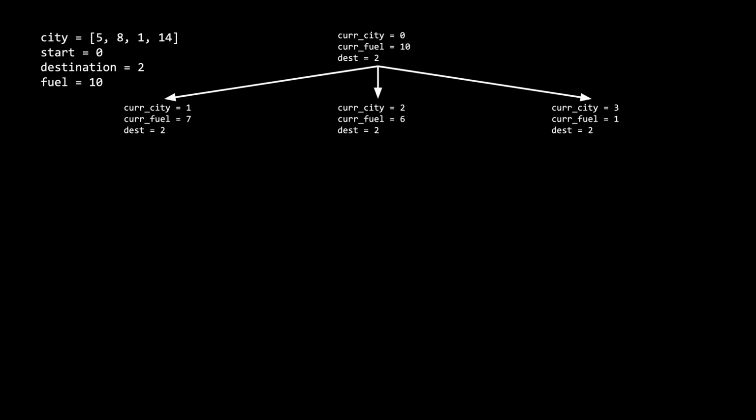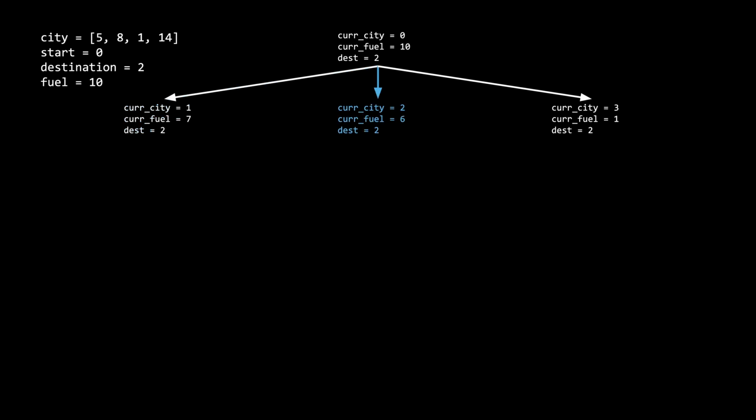For each of these recursive calls, their current city is the new city from the previous recursive call. Their current fuels are the current fuel of the previous call, minus the cost it takes to travel from the previous recursive call city to the next city. If we look at the first recursive call, we see that we are traveling from city 0 to city 1. This is going to cost us an absolute value of 5 minus 8, which is 3. So we subtract 3 units of fuel from the current 10 to get 7.